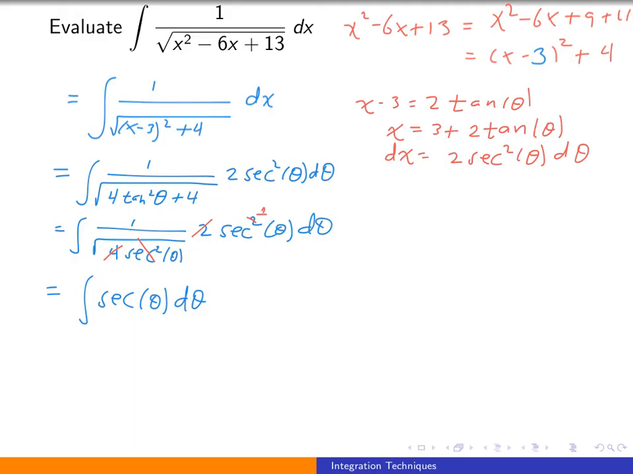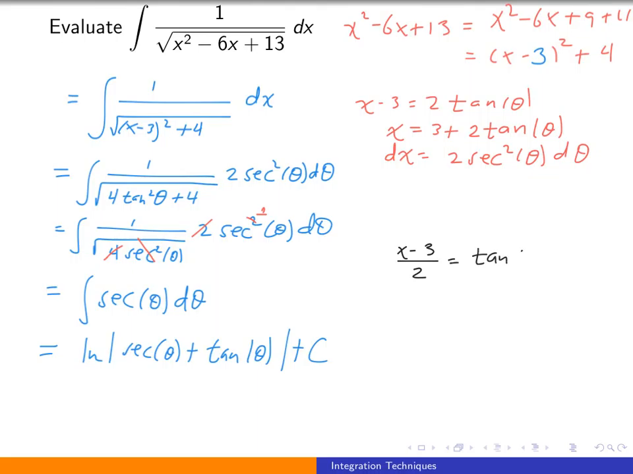of secant. And this is a common antiderivative formula that we need to know. We've encountered it multiple times. So this would be the natural log of the absolute value of secant theta plus tangent theta. And now our last step is to get everything back in terms of that original variable x. So we go back to our substitution. x minus 3 is equal to 2 tangent theta. So that's equivalent to saying x minus 3 over 2 is tangent theta.